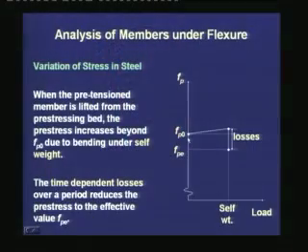Hence, this increase from Fp0 to a value slightly higher than Fp0 is due to the self weight of the member. The time dependent losses over a period reduces the prestress to the effective value Fpe. The drop in the prestress is represented by this vertical line, and this occurs over several years over the service life of the member.